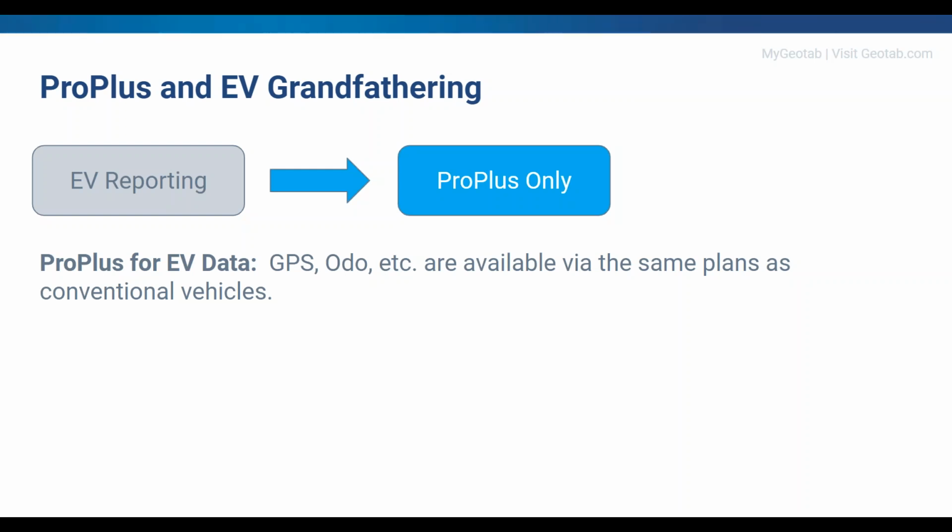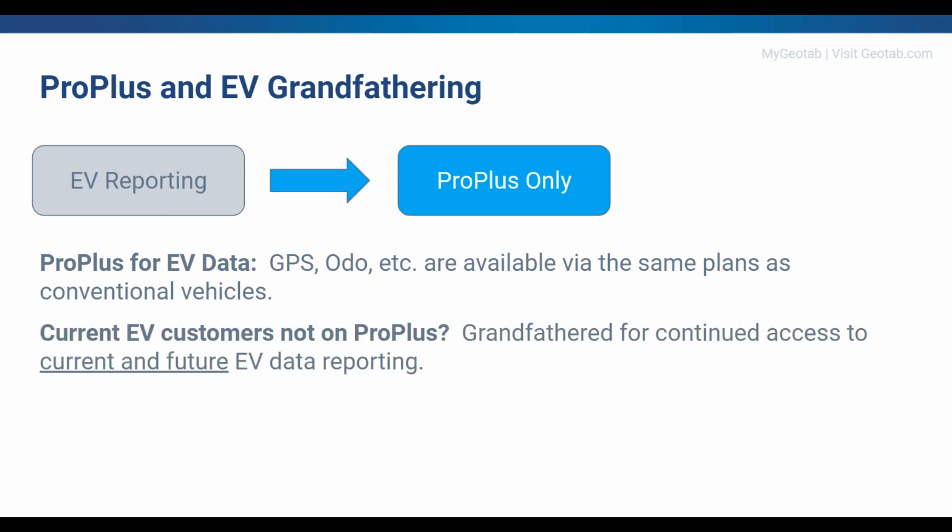You don't need a ProPlus if you're just looking for basic data off of your electric vehicles without what we're talking about today. Another thing is the grandfathering is for continued access to current and future EV data reporting, as long as it is available on your device. For example, if there are some things, and we know there are, that are only available on Go 9, but you did not have a Go 9 in your device, then grandfathering will not apply for all of that in the future potentially. So that is a bit of a caveat there.